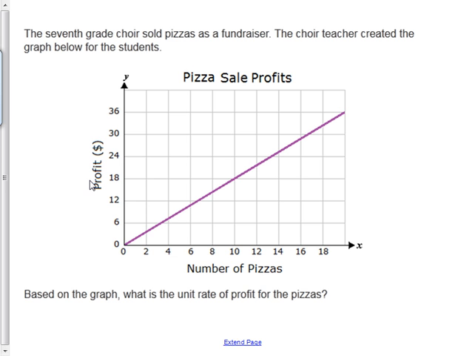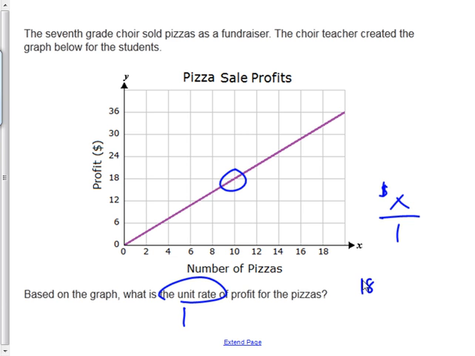The seventh grade choir sold pizzas as a fundraiser. The choir teacher created the graph below for the students. So based on the graph, what is the unit rate of profit for the pizzas? Okay, so in order to find the unit rate, that means over 1. So however many dollars has to be over 1 pizza. Unit means 1, and so we want to figure out over 1. Now, in order to do this, I need to find a good spot where it intersects. So right here, it intersects both the X and Y axis. So that is $18 and 10 pizzas.